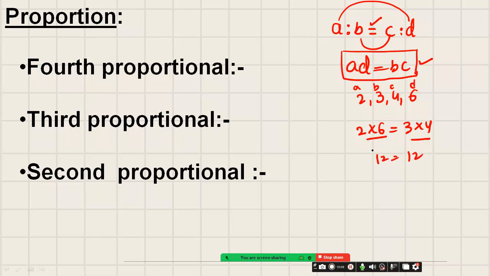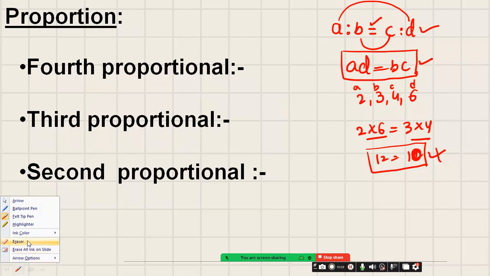3 4s are 12. So 12 is equal to 12. Is it a proportion or not? Yes, it is, sir. It is a proportion. For example, 12 is equal to 10. Is it a proportion? No, it is not a proportion. Proportion means two ratios are equal is called the proportion.